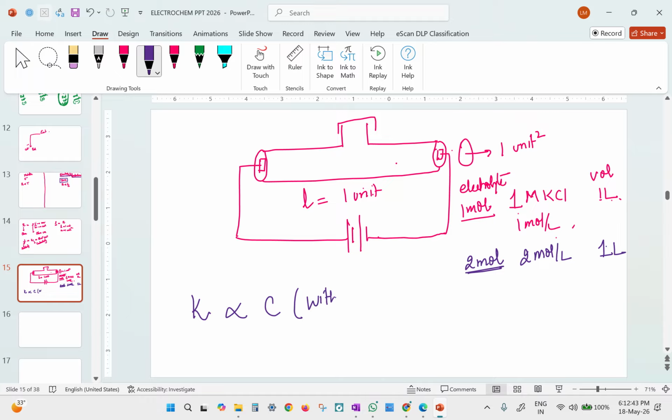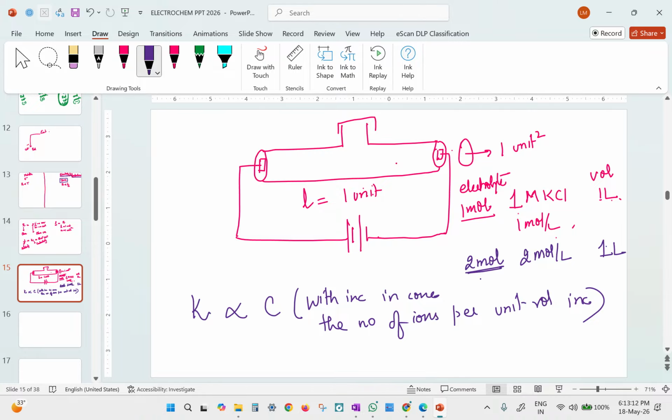With increase in concentration, the number of ions per unit volume increases. And hence, as you have more charge carriers, more current carriers, the current carrying capacity will increase with increase in concentration and will decrease with decrease in concentration. Any doubt about this?